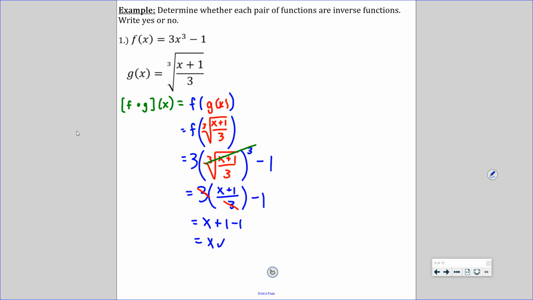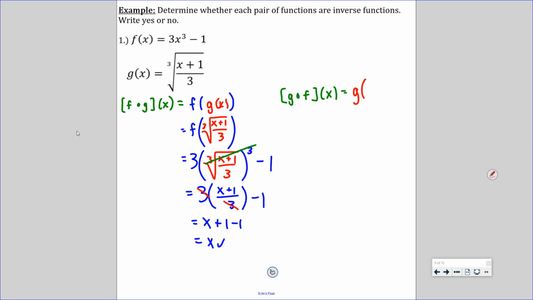All right, so f of g is good, but we have to check g of f. If both work, then yes, it's a function. If one of them works and the other does not, it's a no. They both have to work. If f of g doesn't work, then you don't even have to check g of f.